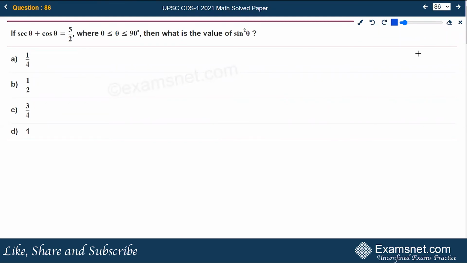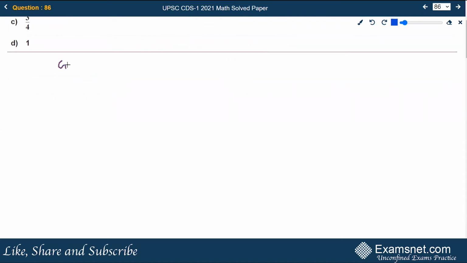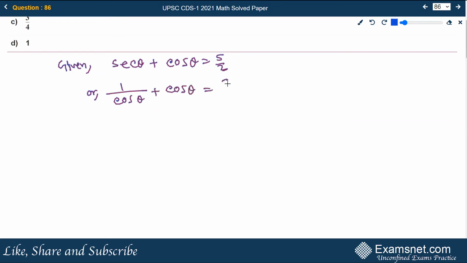In question number 86, we are given that sec theta plus cos theta equals 5 by 2, where 0 is less than or equal to theta, which is less than or equal to 90 degrees. Then what is the value of sine square theta? Further, if we simplify, since sec theta is the reciprocal of cos theta, we can write it as 1 by cos theta plus cos theta equals 5 by 2.